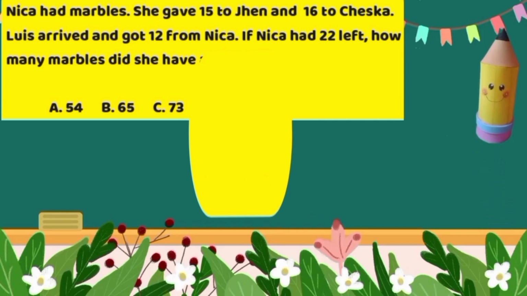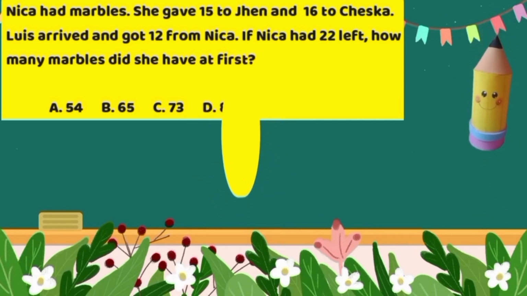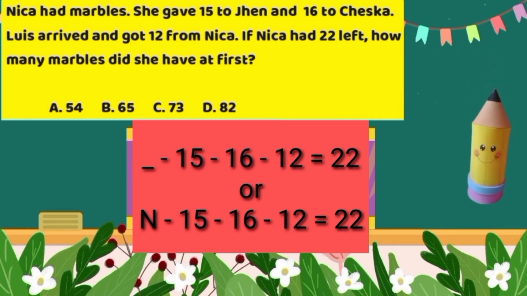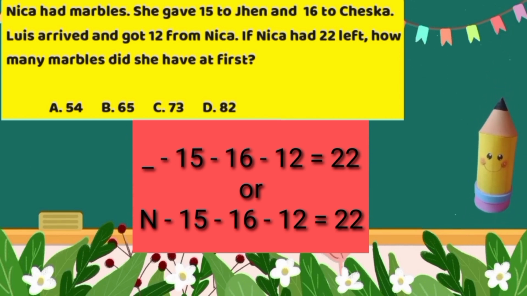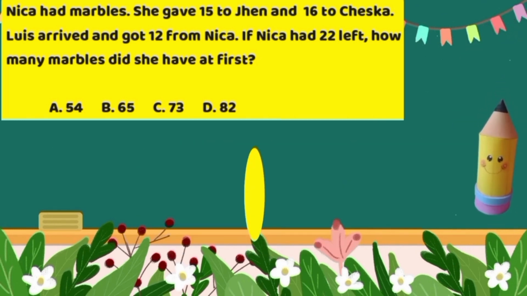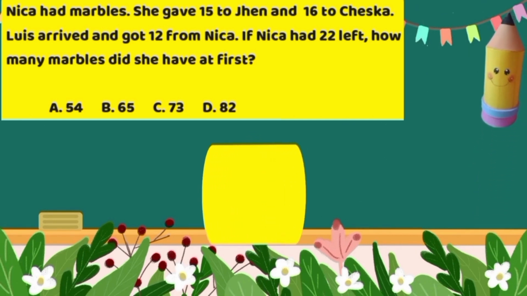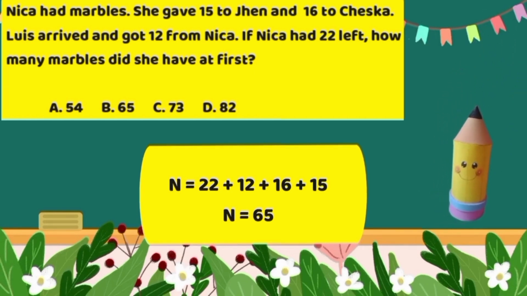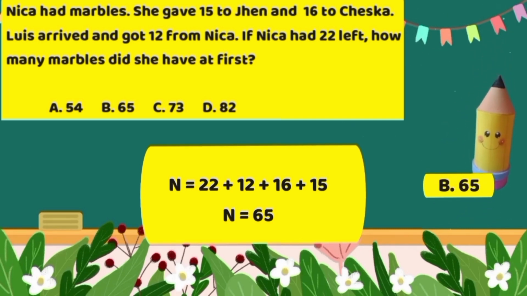Let's see if you got the correct answer. The unknown is the marbles that Nika had at first. So we have blank minus 15 minus 16 minus 12 equals 22, or n - 15 - 16 - 12 = 22. Then, let's do the working backward. Very good! The answer is letter B.